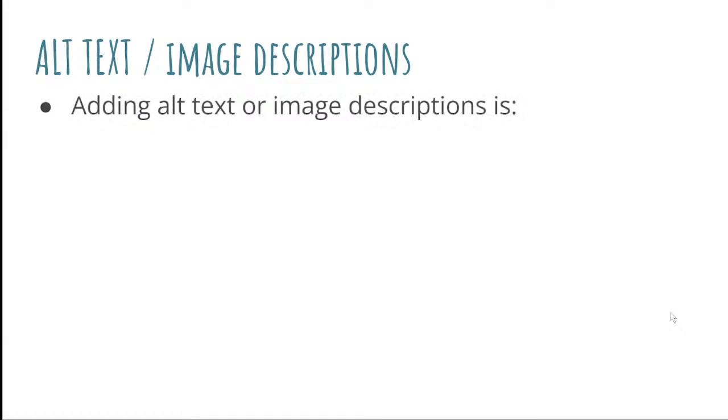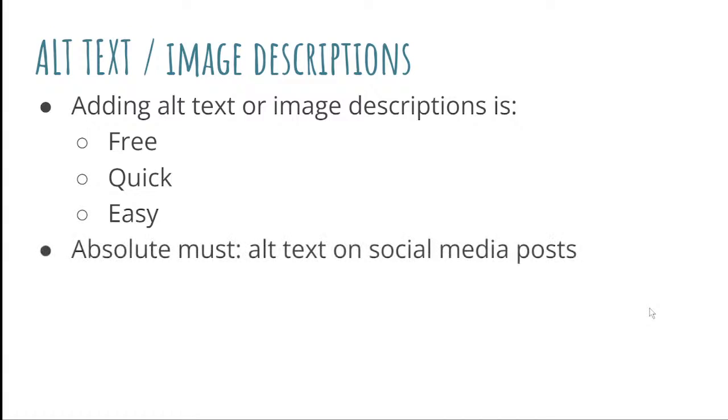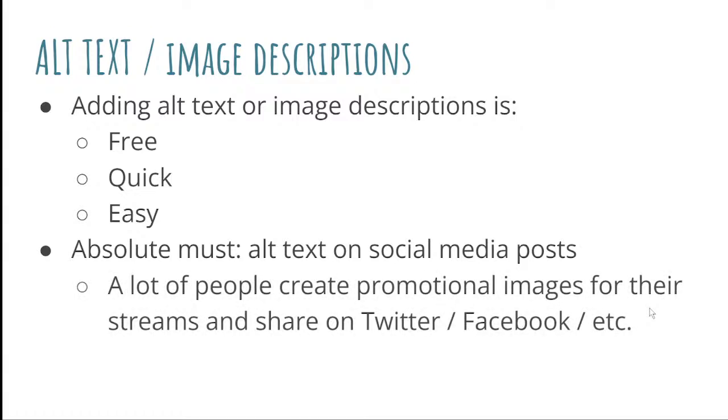Adding alt text or image descriptions is free, it's quick, and it's easy, so it's a wonder that more people don't do it. It's an absolute must to use alt text on your social media posts, especially if you're using your social media posts to create promotional images for your streams. A lot of people will take images from a game or some kind of image of themselves dressed up as a game character, and then they'll put that there's going to be a stream happening on Tuesday at this time. And that image has critical information for if someone wants to participate in the stream and watch your content. If that image isn't described, people are going to miss out on that information.